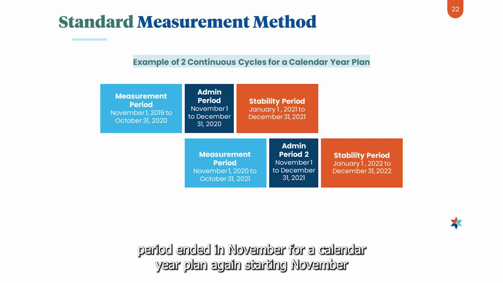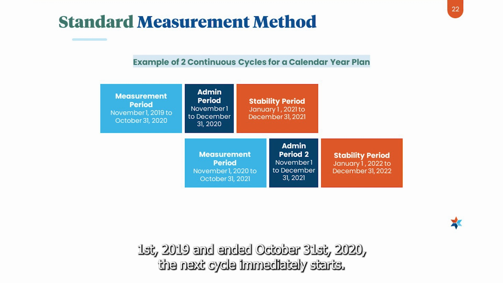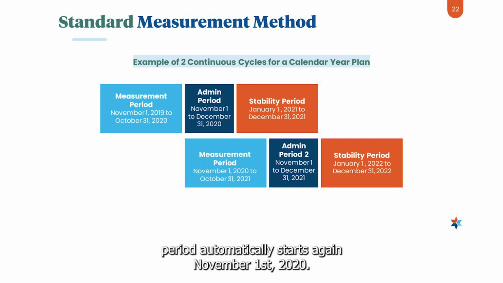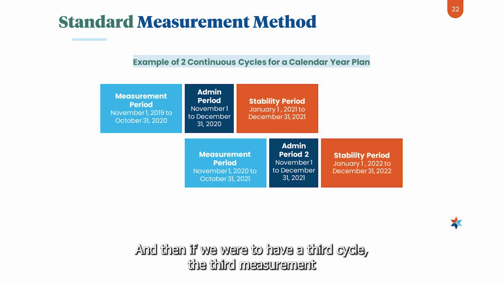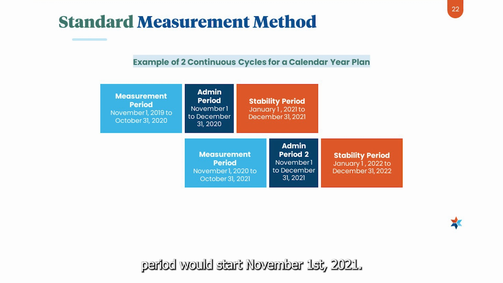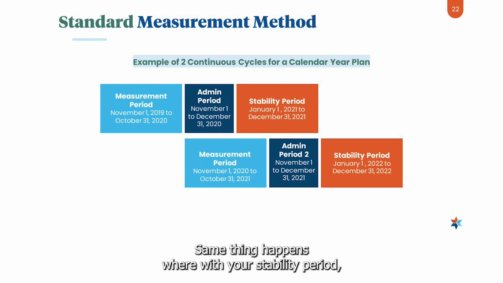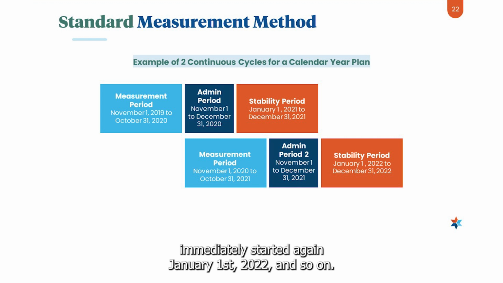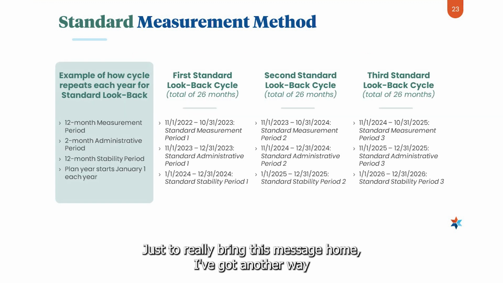So when your measurement period ended in November for a calendar year plan, started November 1st, 2019 and ended October 31st, 2020, the next cycle immediately starts. So if you look at that next line with the light blue, the next measurement period automatically starts again November 1st, 2020. And then if we were to have a third cycle, the third measurement period would start November 1st, 2021. Same thing happens with your stability period. Your stability period started January 1, 2021, went through the end of the year, immediately started again January 1st, 2022, and so on.